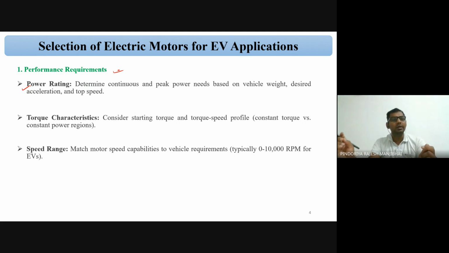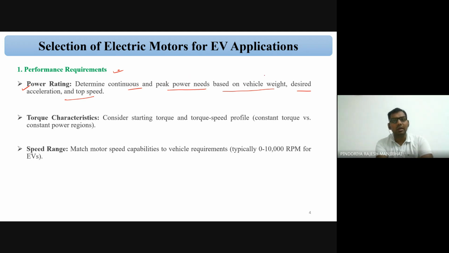So the first parameter is the power rating, that is the most important parameter, correct? So the first question is the power rating. Determine the continuous and peak power needs based on the vehicle weight, desired acceleration, and the torque speed. So you can see we have to consider the peak power as well as the continuous power. Both powers are different. One is the peak power, that is the maximum power required, and the continuous power, from the starting to the end. So two powers we have to consider, correct? Continuous power and peak power, on the basis of both parameters.